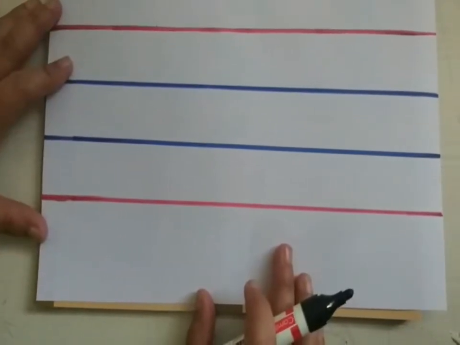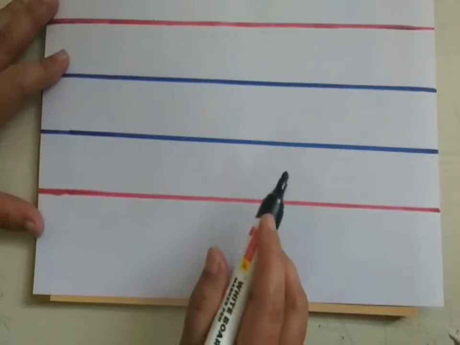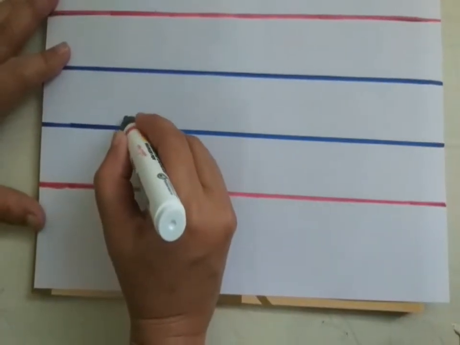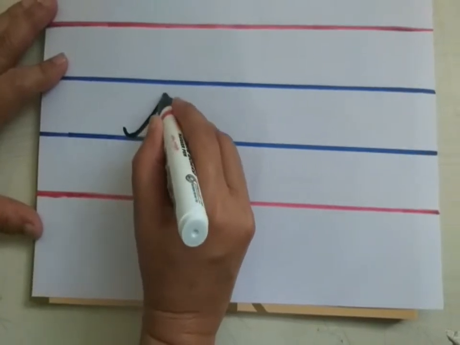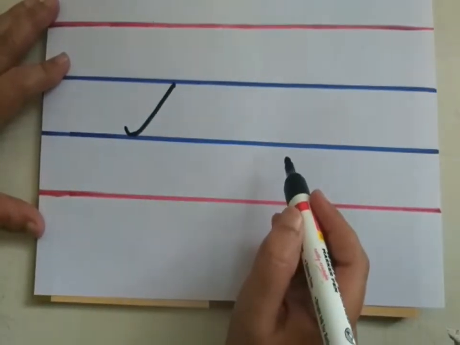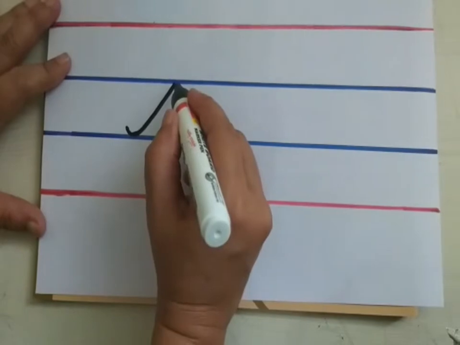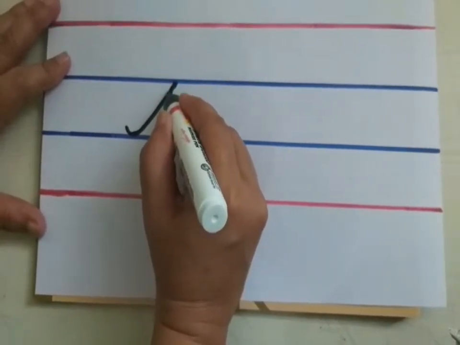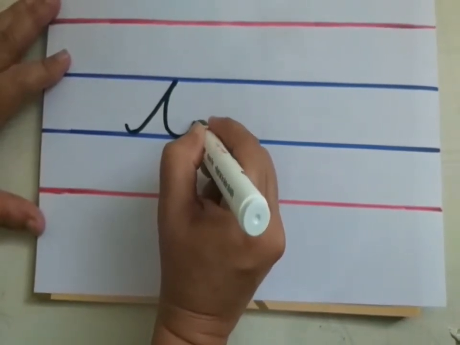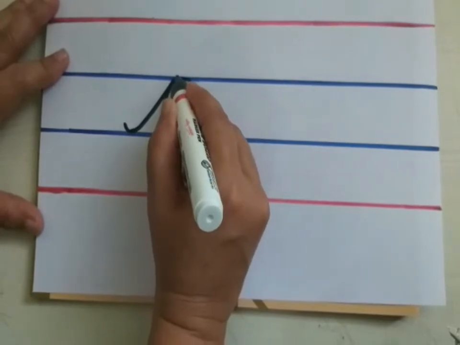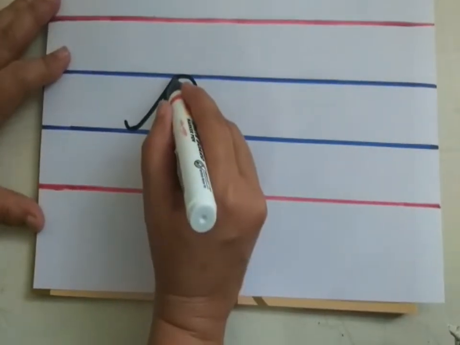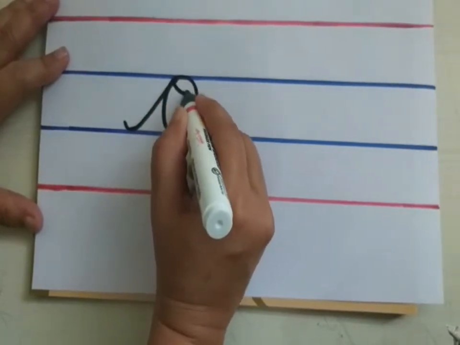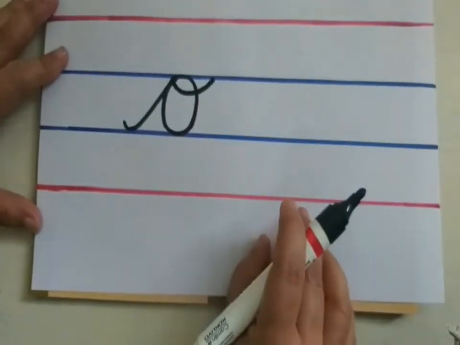N after which letter comes, children? N after O. Shall we write? Make a small curve. Go up to the second blue line, children. Like slanting line only you have to go. Now make a round like that. Make a round. Now you have to come inside and go and touch this blue line.